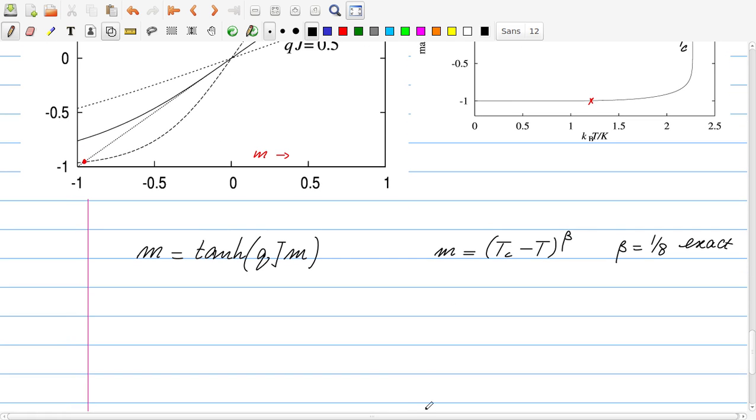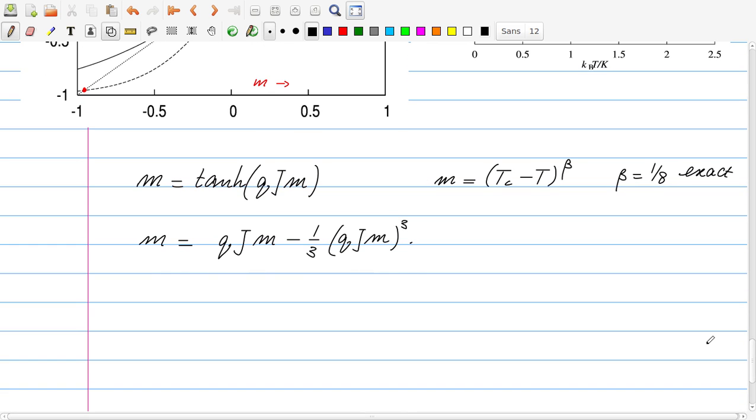Well, the value of m is close to 0 because we are close to the critical point, and therefore we can do a Taylor expansion of the hyperbolic tangent on the right hand side. And so what we obtain then is qJm minus one third qJm to the third. This is the Taylor expansion of the hyperbolic tangent, where we have kept only the lowest two non-zero terms.